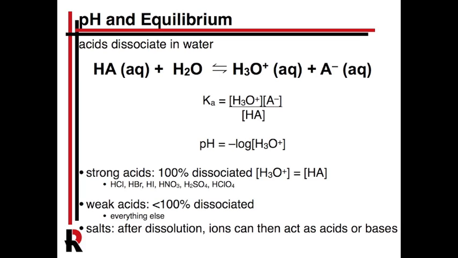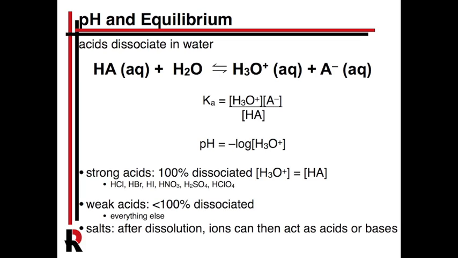The strong acids are 100% dissociated. We just assume that Ka is basically infinite because there is no HA left. There are 6 of them: the halogen acids HCl, HBr, and HI, as well as nitric acid, the first hydrogen of sulfuric acid, and perchloric acid. Those are all strong acids, and basically the acid concentration is the H3O+ concentration. Everything else are weak acids, where it's less than 100% dissociated, and it depends on the Ka. Some are still relatively acidic, and others are not.